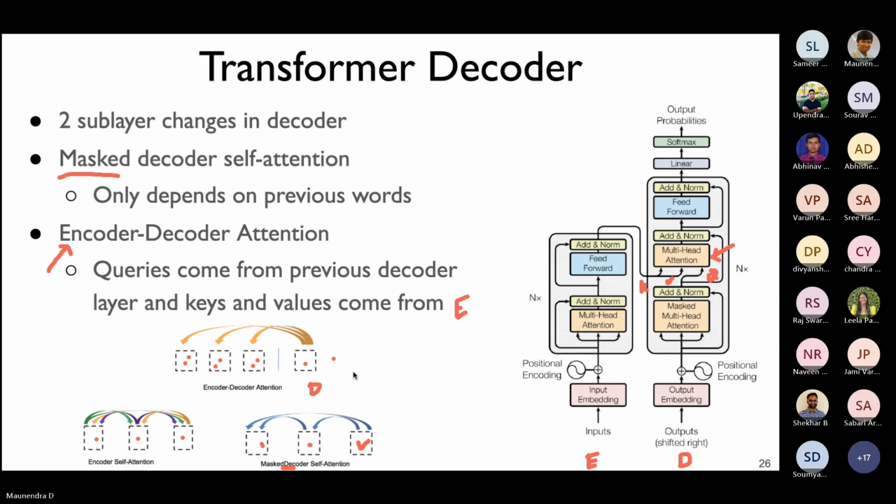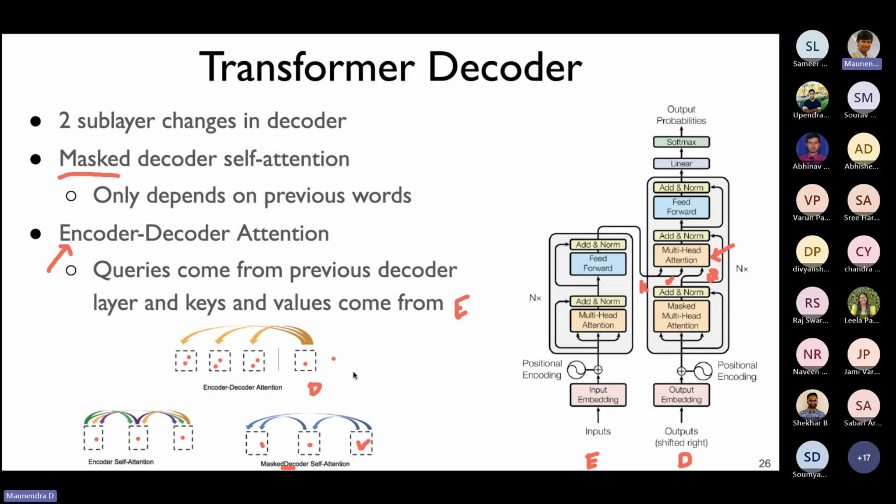In the encoder, since we have not started the decoding process yet, there is no point of getting tokens from the decoder. An encoder is only for understanding or encoding the input. So that's why there is no encoder decoder cross attention there.